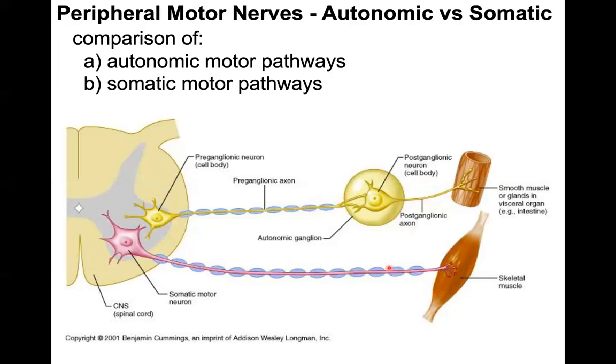So if you saw an image that had just one axon from the central nervous system to the effector, and it's myelinated, that's the somatic pathway. The autonomic pathway uses 2 neurons to alter the behavior of an effector. The first one is myelinated, and the second one is unmyelinated.